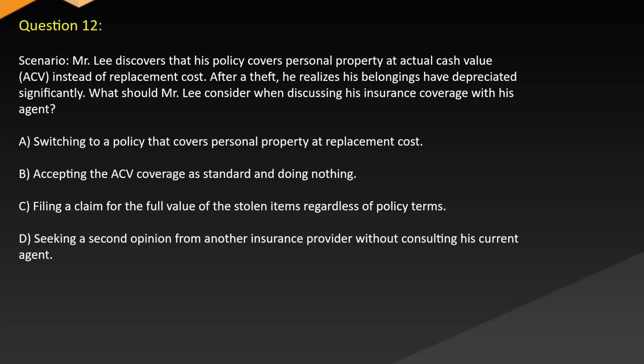Scenario. Mr. Lee discovers that his policy covers personal property at actual cash value (ACV) instead of replacement cost. After a theft, he realizes his belongings have depreciated significantly. What should Mr. Lee consider when discussing his insurance coverage with his agent? A. Switching to a policy that covers personal property at replacement cost. B. Accepting the ACV coverage as standard and doing nothing. C. Filing a claim for the full value of the stolen items regardless of policy terms. D. Seeking a second opinion from another insurance provider without consulting his current agent.